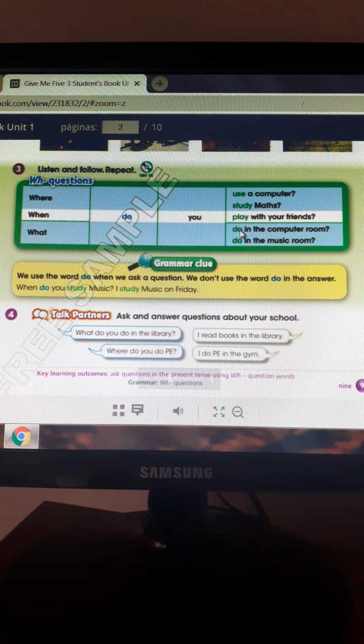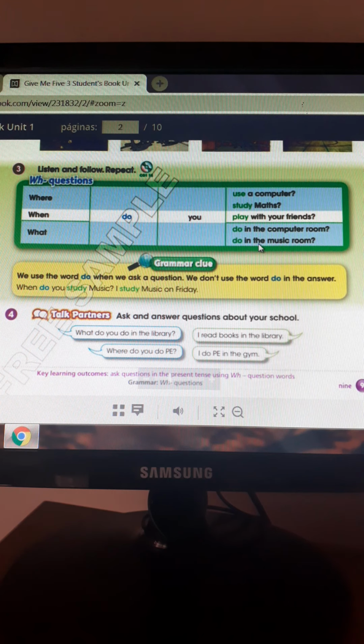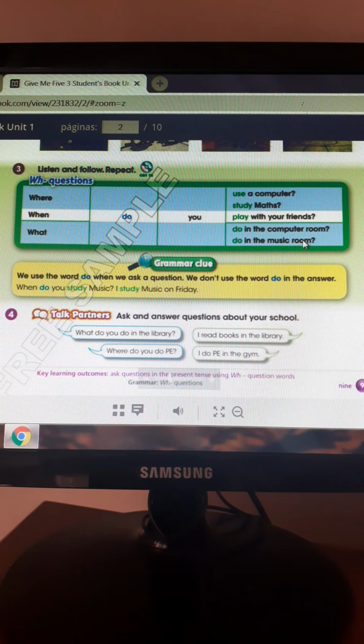Do. Here, do is the verb. Hacer. Acá do está usado como verbo, el verbo hacer. Do in the computer room. Hacer en la sala de computación. Do in the music room. Hacer en la sala de música. So, interrogative word, auxiliary, person, verb.